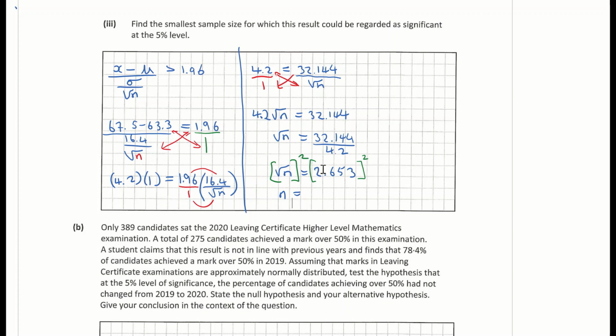Apologies, that's a 7.653. My fault there, I'm doing my calculator wrong. That's a 7.653. And squaring 7.653 will get me 58.568. And the question wants us to find the smallest sample size. So therefore my smallest sample size would give me n as equal to 59 people.